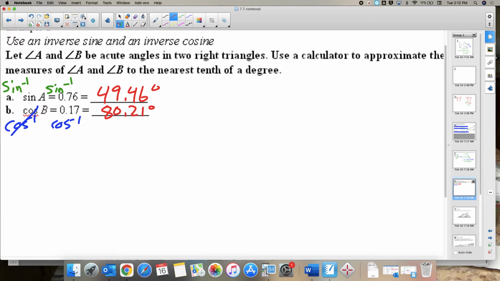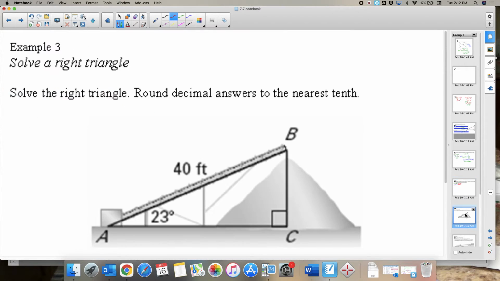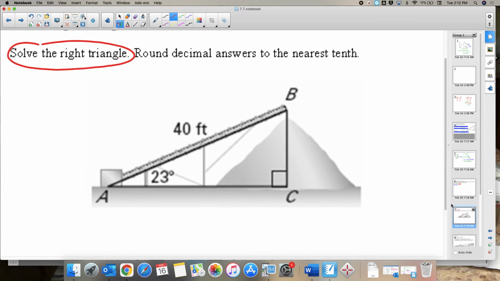All right, the last new thing to go over here talks about just a different set of directions. The directions here say to solve the right triangle. To solve a right triangle means to find all missing pieces. So to solve our triangle here, we need to find the value of angle B. We need to find the length of BC. We need to find the length of AC.